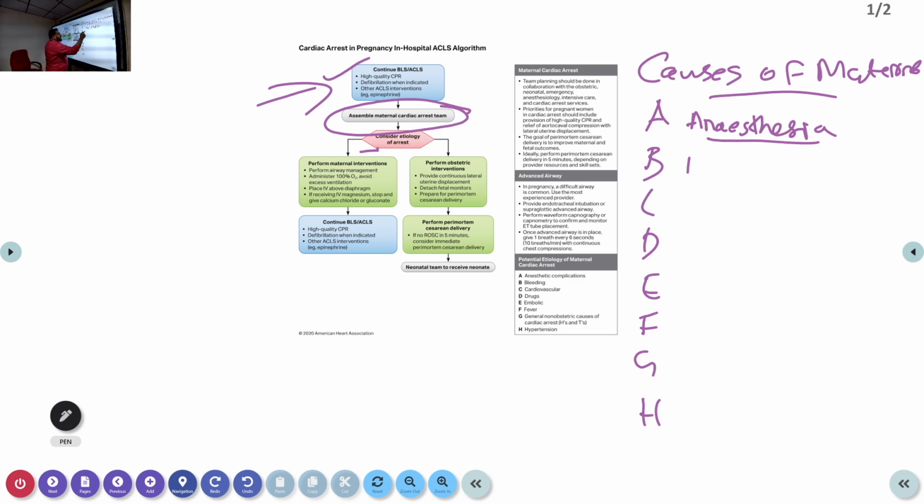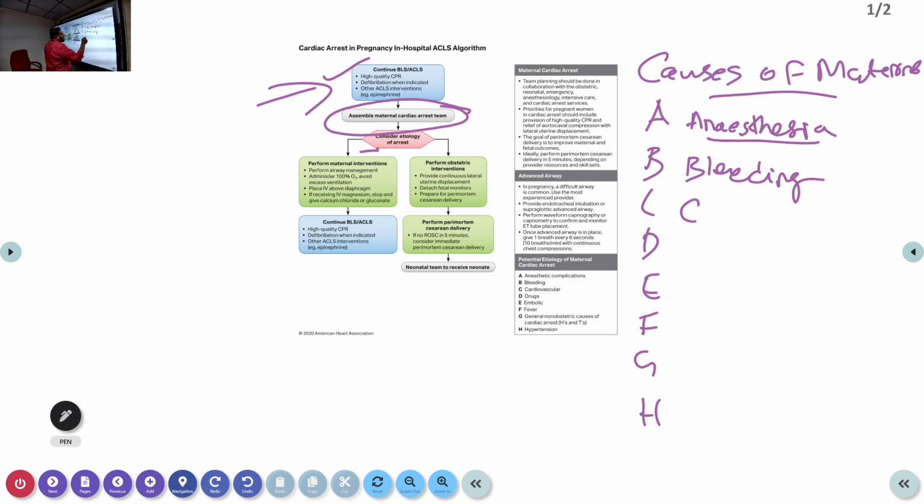B is for bleeding, because there is already hypovolemia in our 5Hs and 5Ts, but in pregnancy bleeding is a very, very important thing, because bleeding can cause significant hypotension and the patient can go into cardiac arrest. So bleeding is again very important. That's why they have kept bleeding separately as one of the potential risk factors.